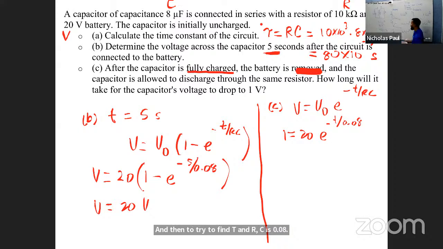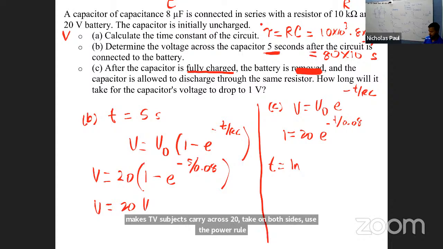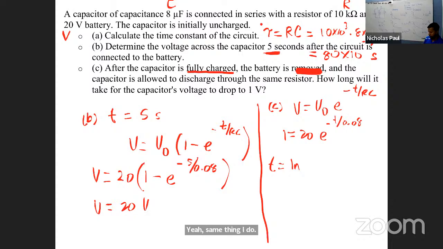Right. So non-maths people come right here. Come right in, use the formula I gave you and work it out. Whoever is doing maths, we can do it the long way. Let's make t the subject, carry across 20, take ln on both sides, use the power rule. I'll let you get the experience. Right, don't forget the minus sign.